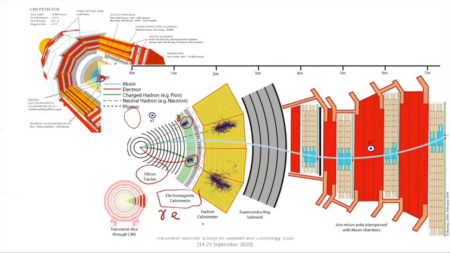The hadronic calorimeter is to measure those jets. So it can detect pi zero, pi plus and minus, and protons, which deposit their energy around here. And outside we have something called muon chambers that will measure the muons. So that's what we can detect at the LHC. We cannot detect everything.